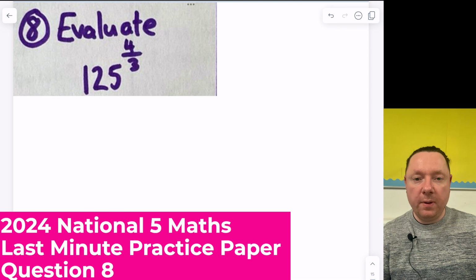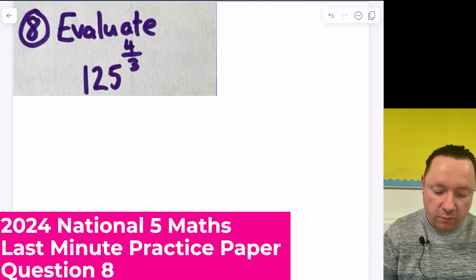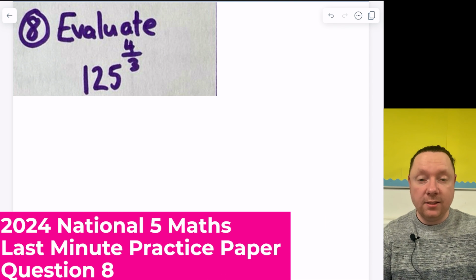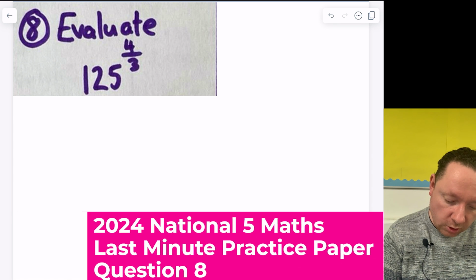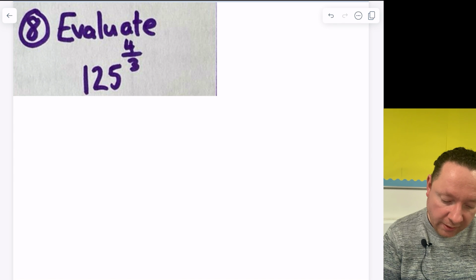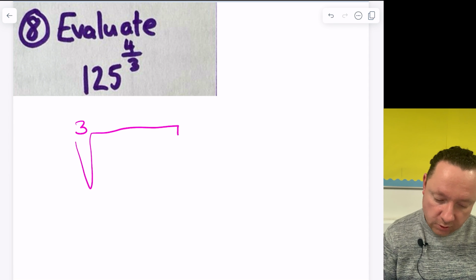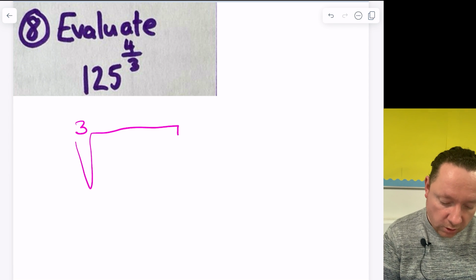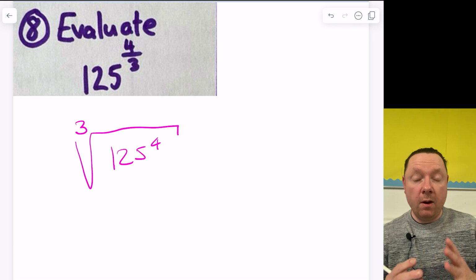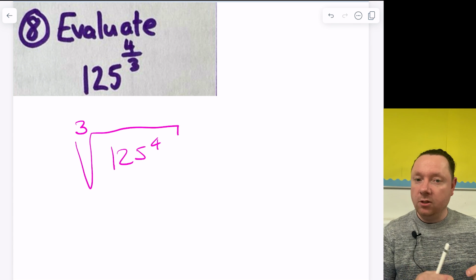Question 24, National 5 mock paper, evaluate 125 to the power of 4/3. So it's an indices question. So just the laws of indices, you should know what that means, the same as a root. What type of root? Cube root, because the denominator's 3, and the 125 and the 4 go along for the ride. Now you can do the power first or the root first. Easy to do the root, of course.